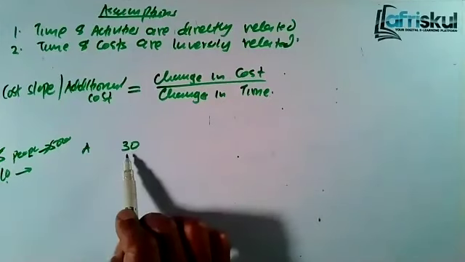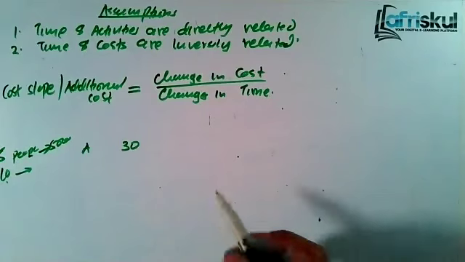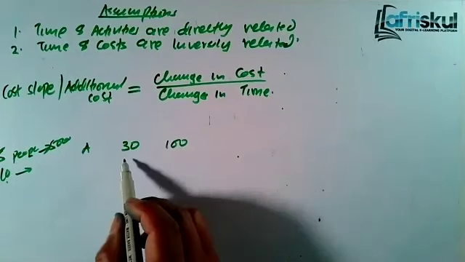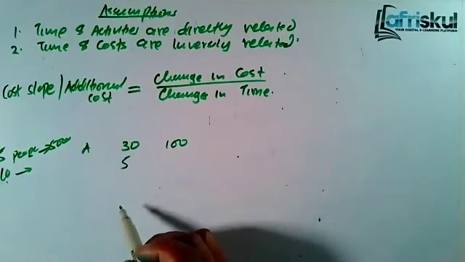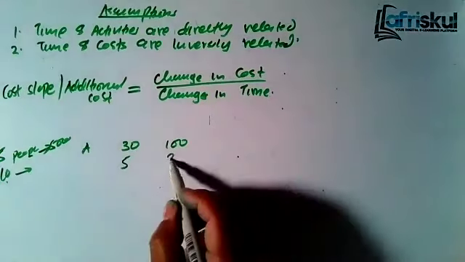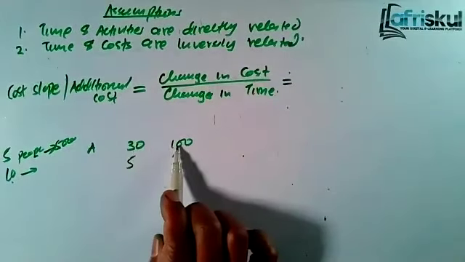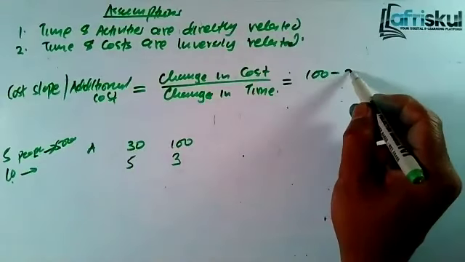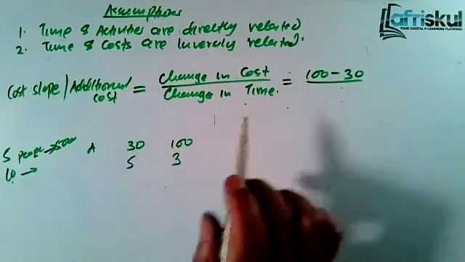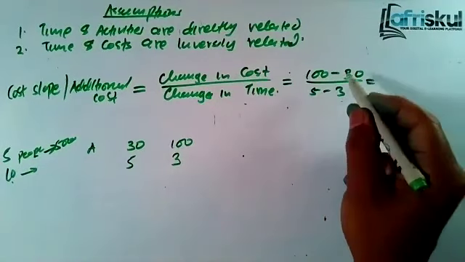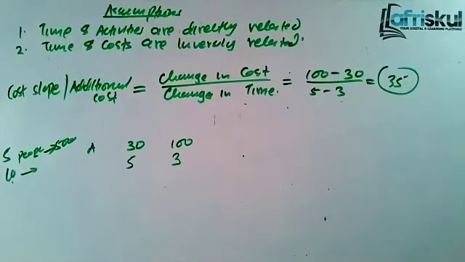So in this case, the normal cost was 30. And you have to crash. That means you have to employ more people, and the cost goes up to 100. In this case, the duration was 5 days. But if you crash, you can take just 3 days. How do you get the cost slope? We have said that for the cost slope, you take the change in cost from 30 to 100. It has changed by 70, so it will be 100 minus 30. You divide by the change in time from 5 to 3, so it's 5 minus 3. So it's 70 divided by 2, it's 35. What does this 35 mean? This means that for every day you save, you incur an extra 35. Every day you save, you incur an additional 35. That's what you call the cost slope.